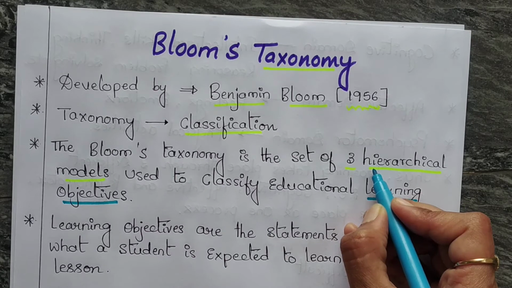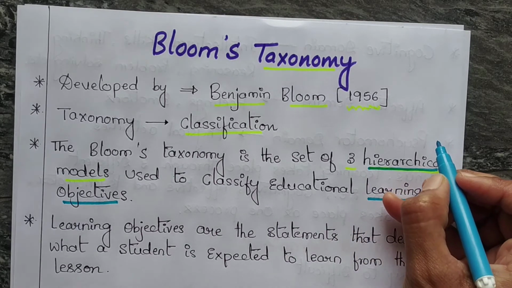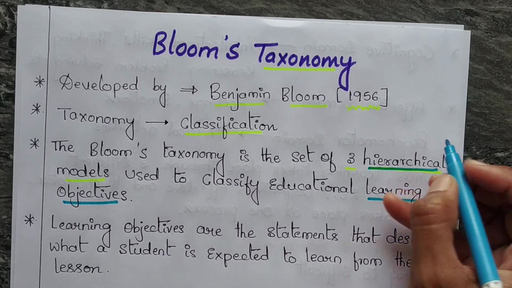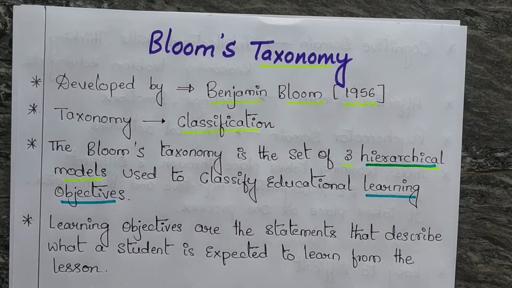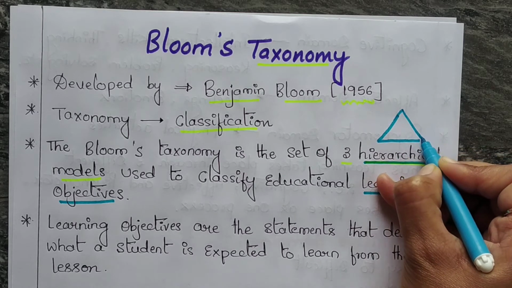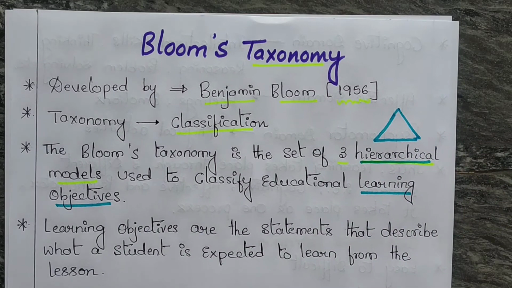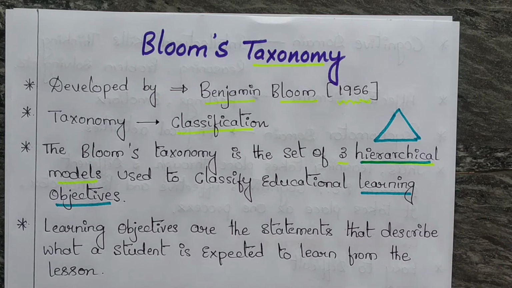Here, what is the meaning of hierarchical? Hierarchical means it is from lowest to the highest order, from simplest to the complex. Okay, like that he explained the educational learning objectives.